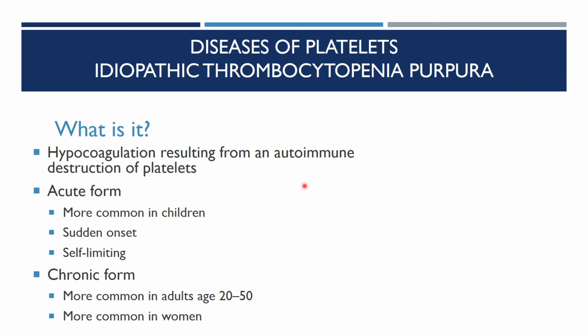Right? So if now we can't form blood clots because they don't have enough platelets because they've been destroyed by antibodies, then we're going to have a difficult time with blood clotting. So there's an acute form and there's a chronic form. The acute form is most common in children. Like its name suggests, it's sudden in onset and it's self-limiting, right? So it turns off by itself. Now the chronic form is more common in adults between ages 20 to 50, and unfortunately it's more common in women than it is in men.